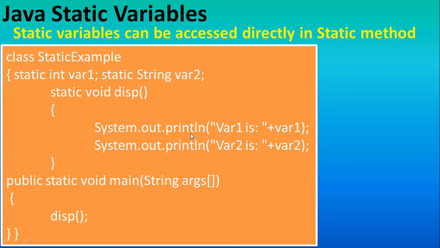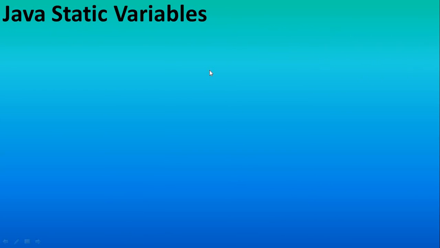So whatever static variable you use, it will show you the output initial value like 0 and null, because in this program we didn't assign the static variable, yet we are still getting a value because it is initialized with the default value. If you use an integer, it is initialized with 0. If you use a string, it is initialized with null.